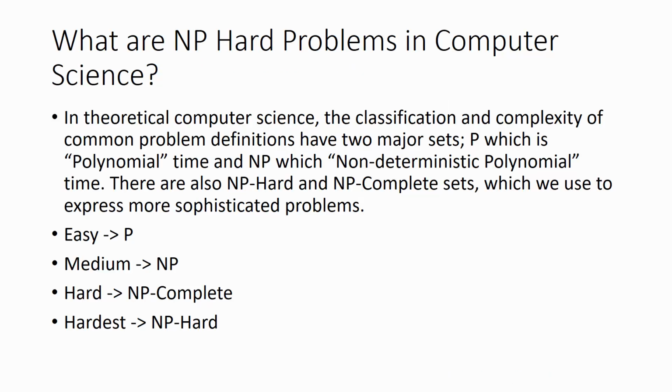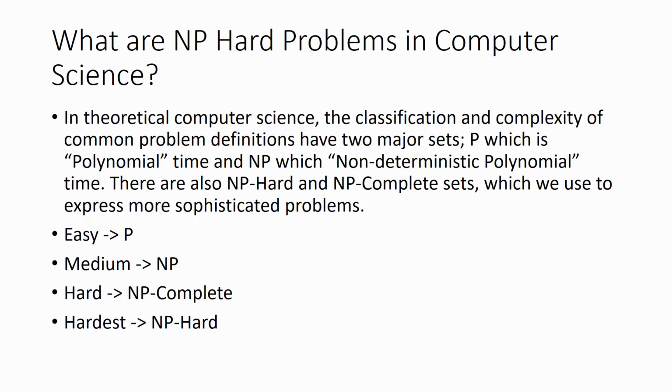Now, to understand the origins of zero knowledge proofs, we have to understand something called NP hard problems in computer science. Why is that? Because zero knowledge proofs were first conceptualized with NP hard problems in mind. And let's have a look at them.